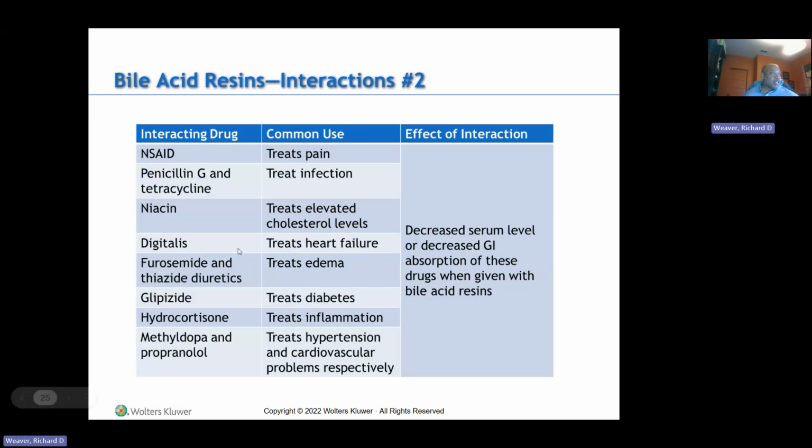Take a look at that one as well. This one is easy to understand because it says decrease serum levels or decrease GI absorption of these drugs when given with bile acid resins. So these drugs may not be absorbed very well, and if they're not absorbed well, then you're going to have decreased blood levels, especially like your digitalis, your antibiotics, and so forth.